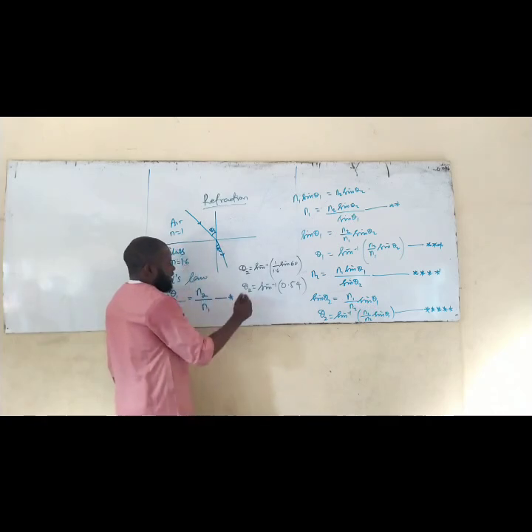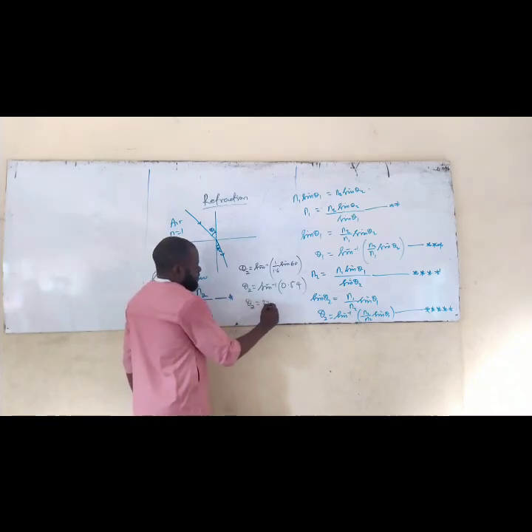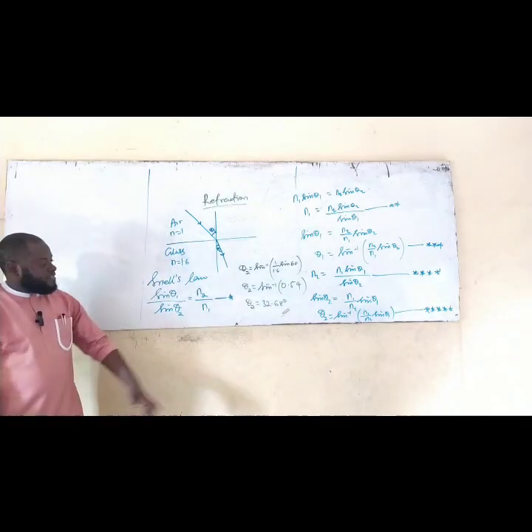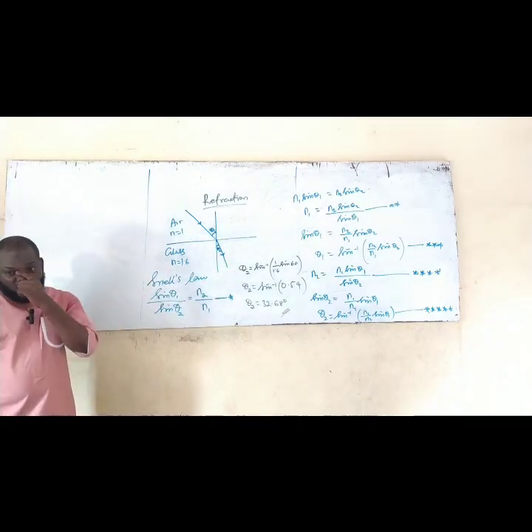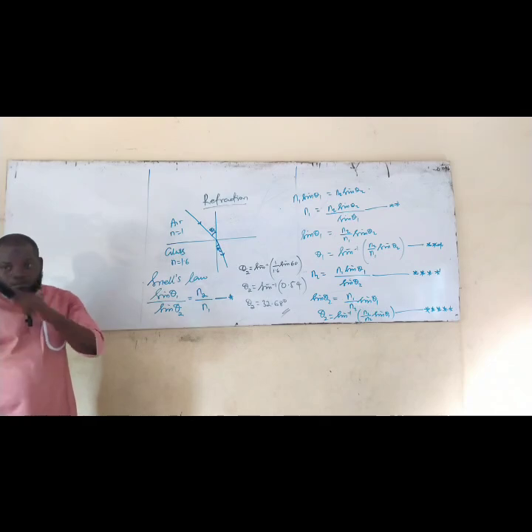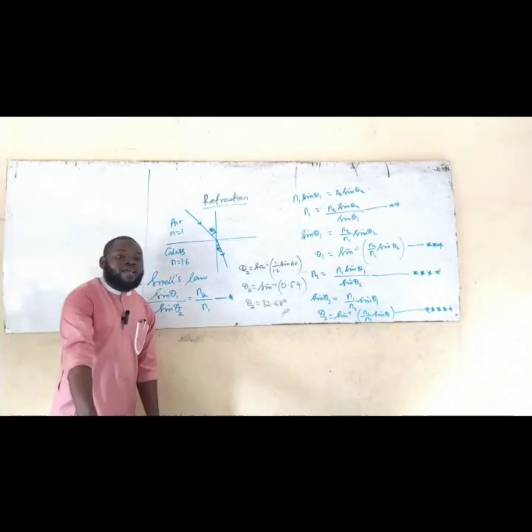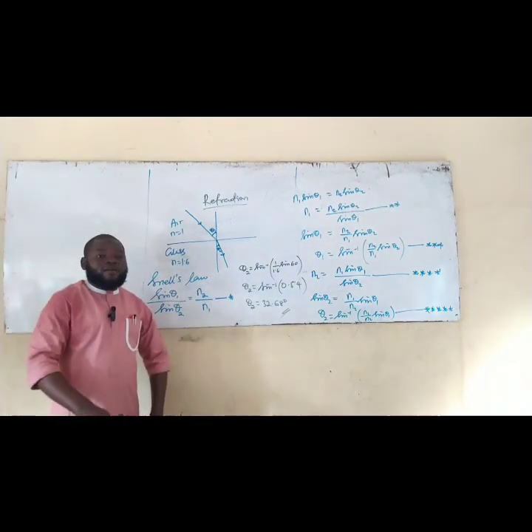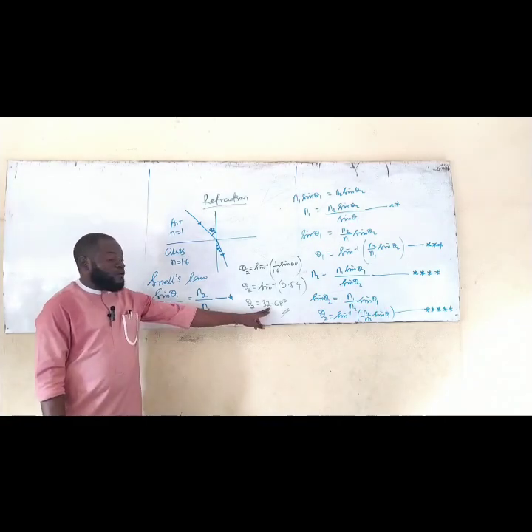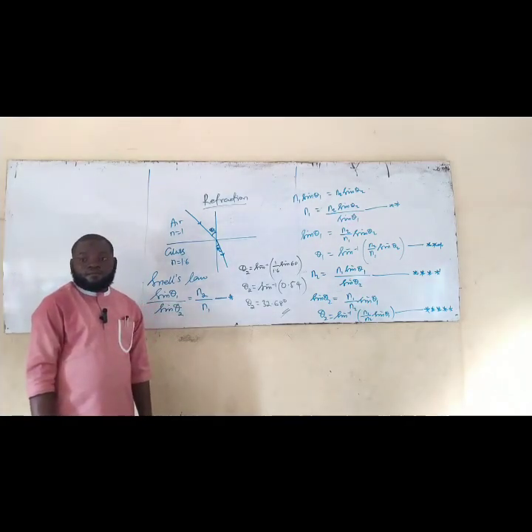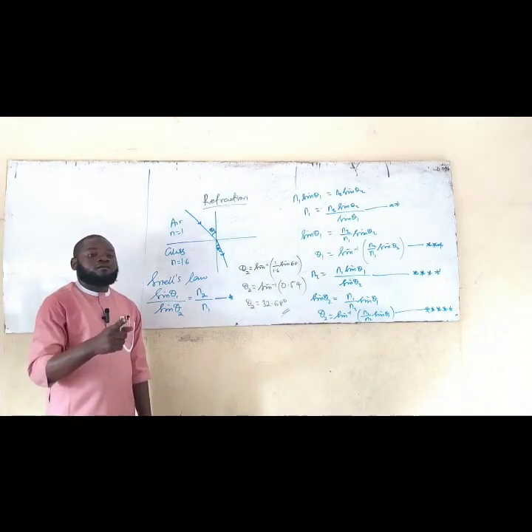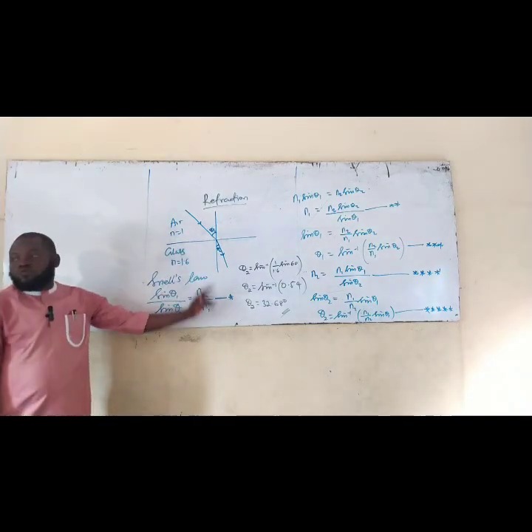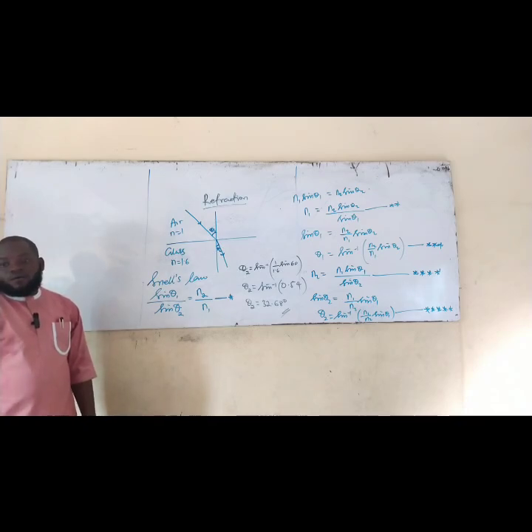So what do you have when you take the arc sine? 32.68 degrees. So you can see what the angle looks like. Is it bigger than the incident angle, or smaller? It's smaller. Why is it smaller? Because it's moving from what? Air to glass. Are you getting this now?